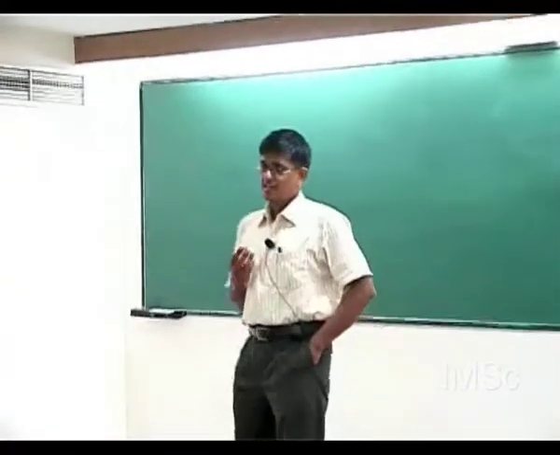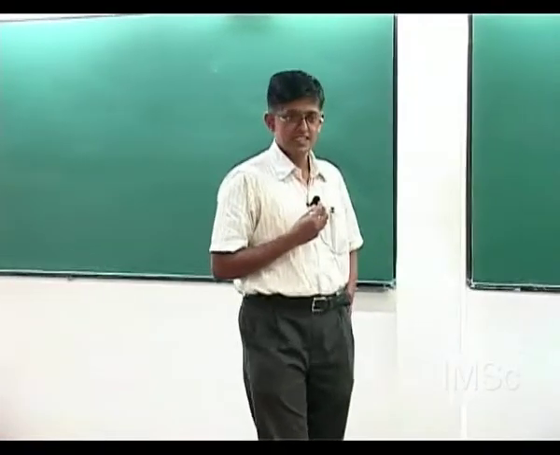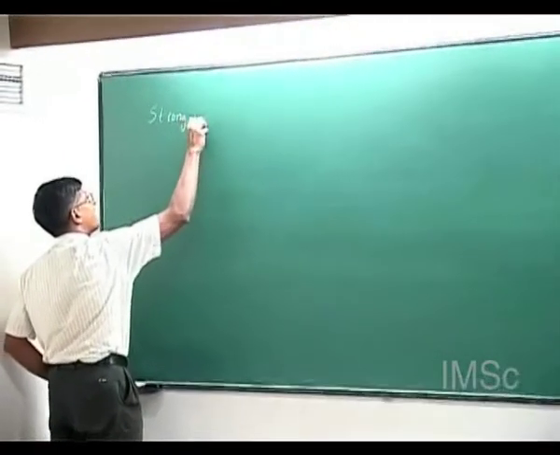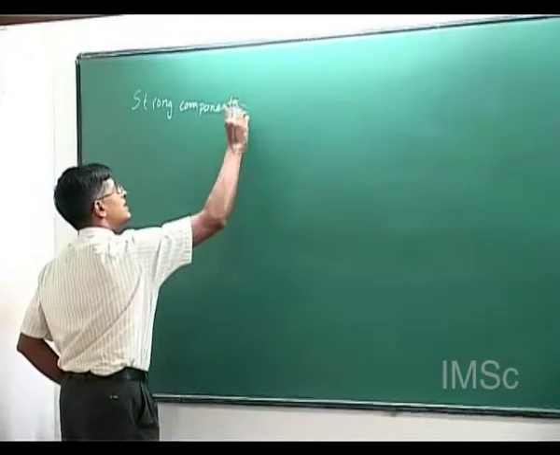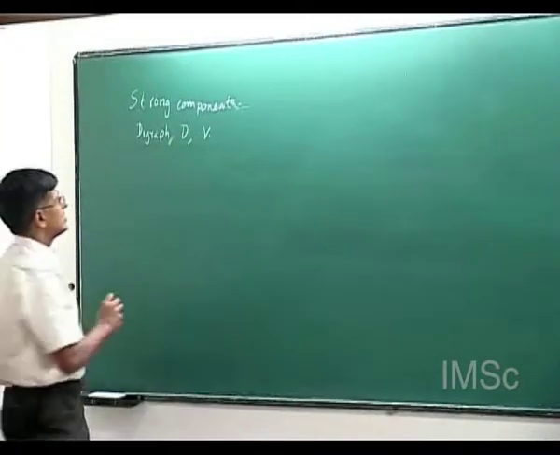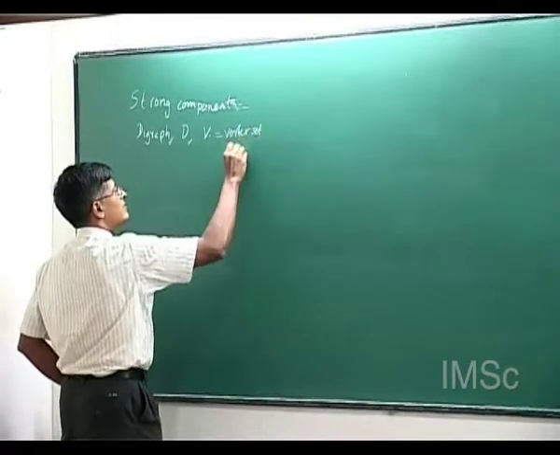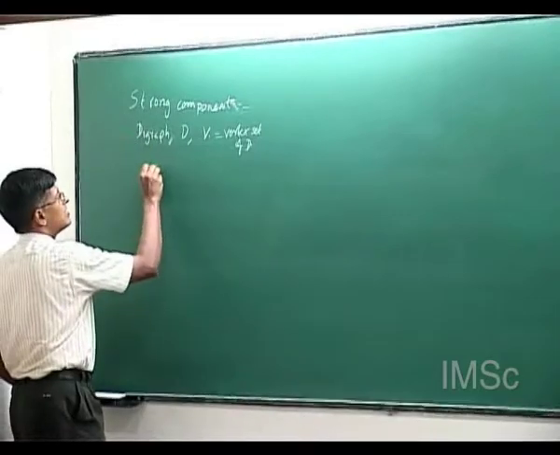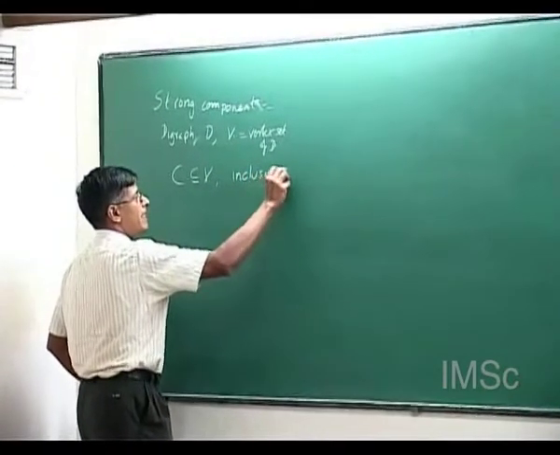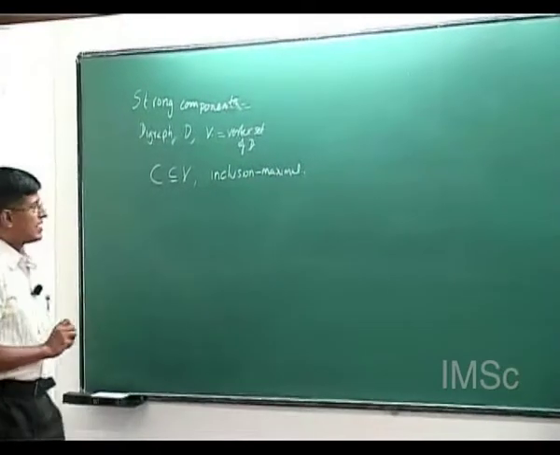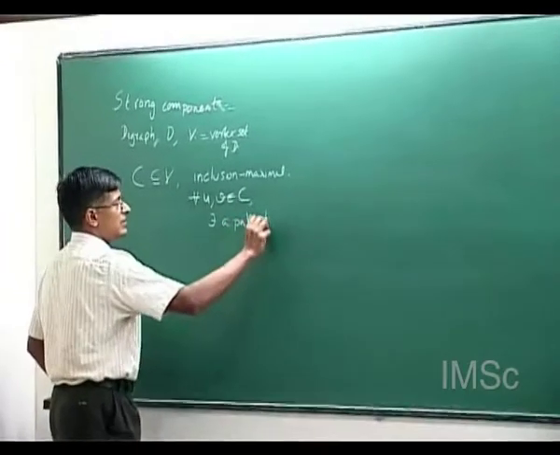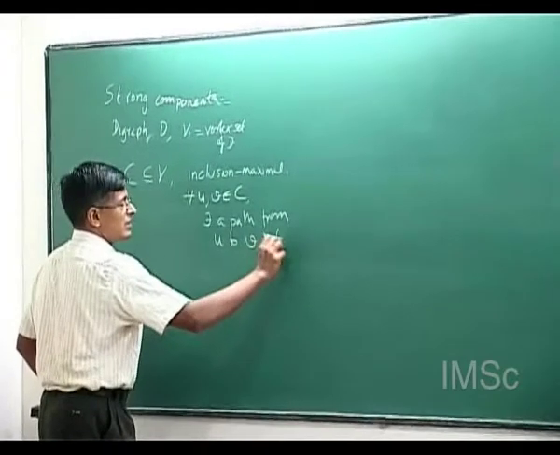So, a strong component in a directed graph is a maximal set of vertices which are connected to each other, where there is a path. So, let us just put some of these small definitions quickly here. A strong component, and what you need is a digraph, and let us call this digraph D, and V stands for the vertex set of D. A strong component C is a subset of vertices, and it is a maximal set, inclusion maximal, with the property that for all u, v belonging to C, there exists a path from u to v and from v to u.